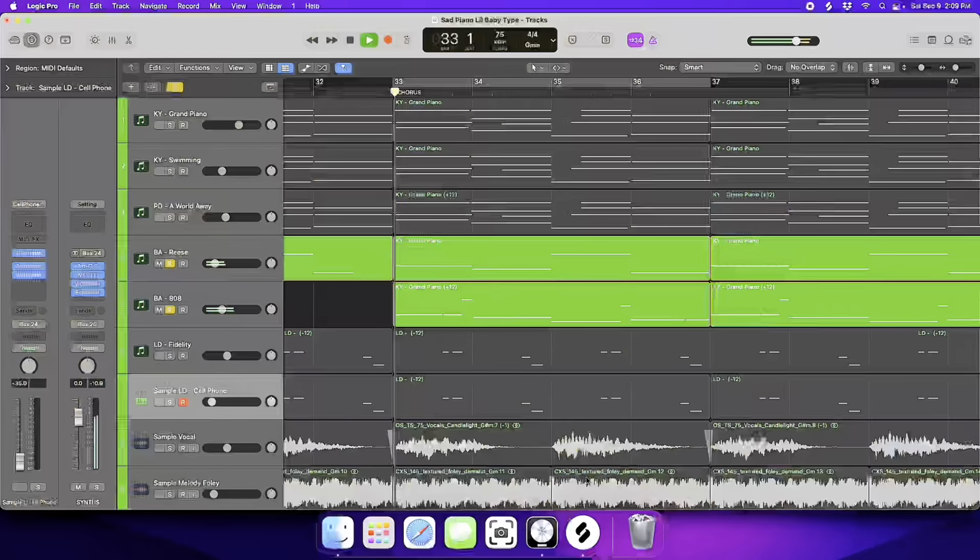99% of the time, I have a Reese bass, which is almost just like a pad of a bass that just sustains and follows those chords. And then I also, of course, have an 808. So let's hear what those two sound like.